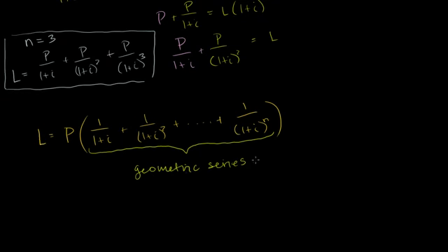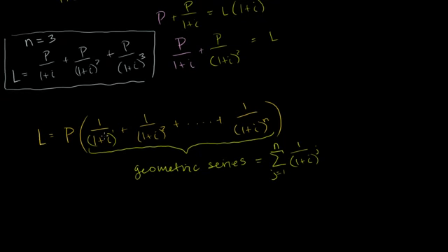It's equal to the sum of 1 over 1 plus I to the, well, I'll use some other letter here, to the j, from j is equal to 1. This is to the 1 power. You could view this as to the first power. To j is equal to n. That's exactly what that sum is.